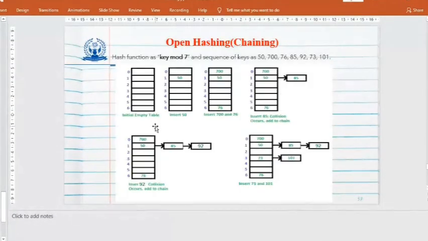So the hash function is key mod 7. This is our initial table. Key mod 7 means 7 is the size of the hash table, so 0 to 6. This is our initial hash table. Keys are 50. 50 mod 7, what is the value? Value 1. So at the first location we are storing 50.